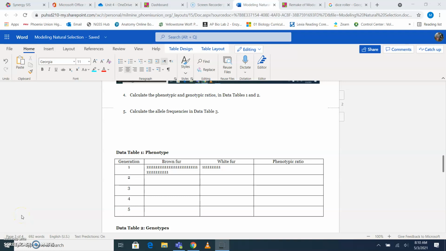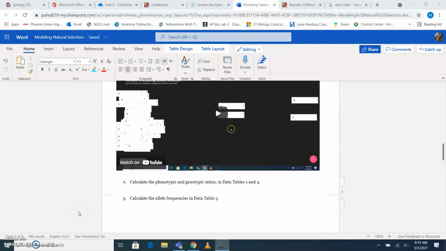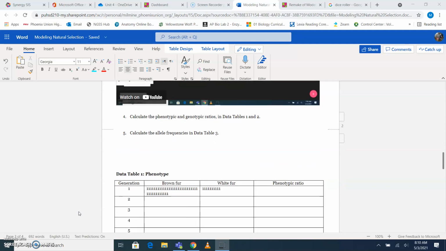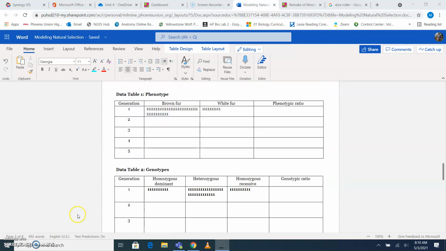This video will walk you through steps four and five of the modeling natural selection activity. At this point, you should have checked out the first video and done steps 1 through 3, and you should have your data table 1 and data table 2 completed. It should look something probably similar. It's probably going to be a little bit different.